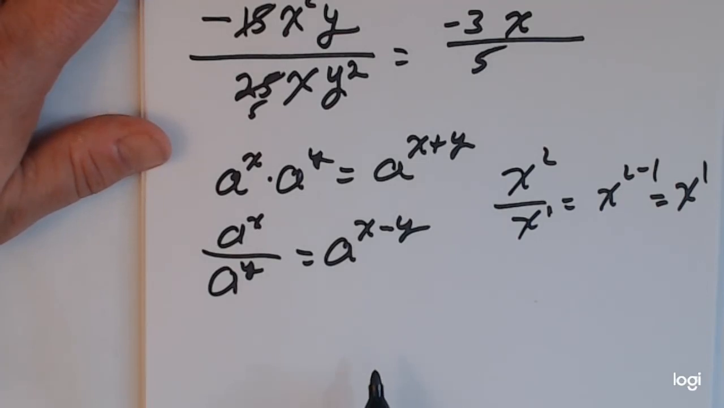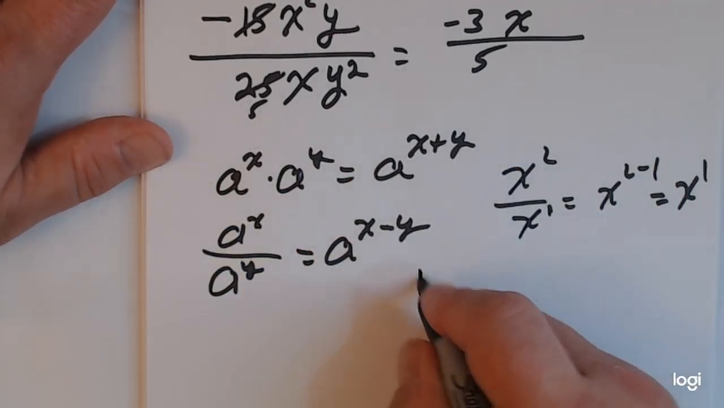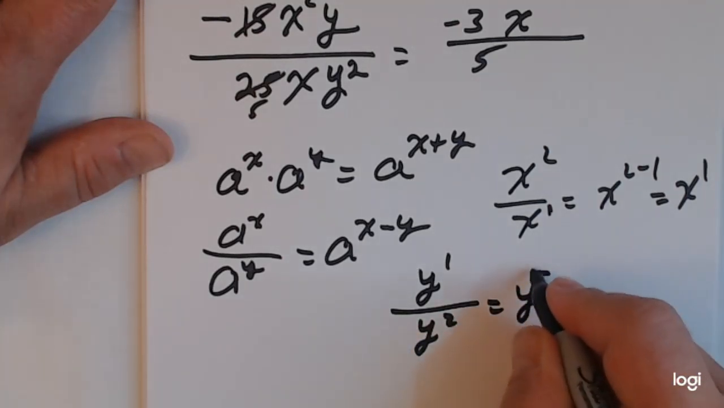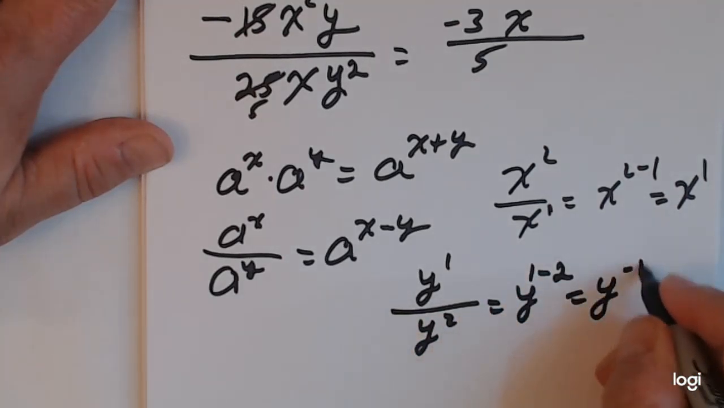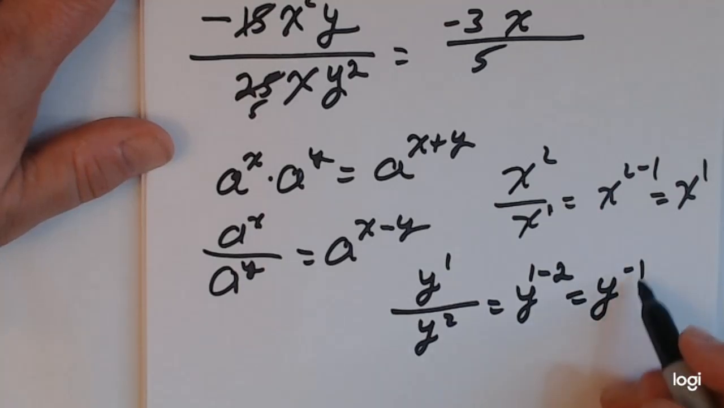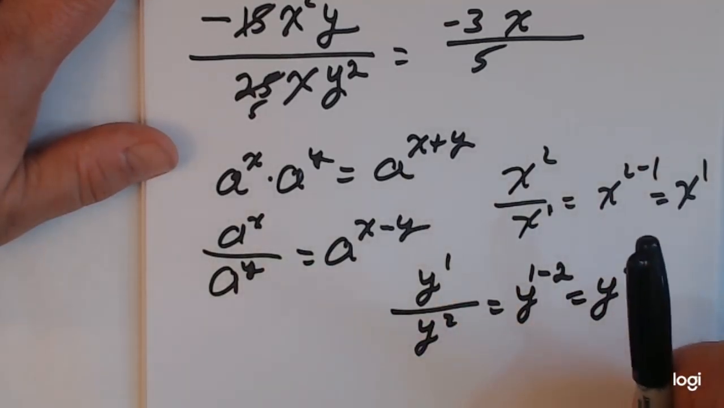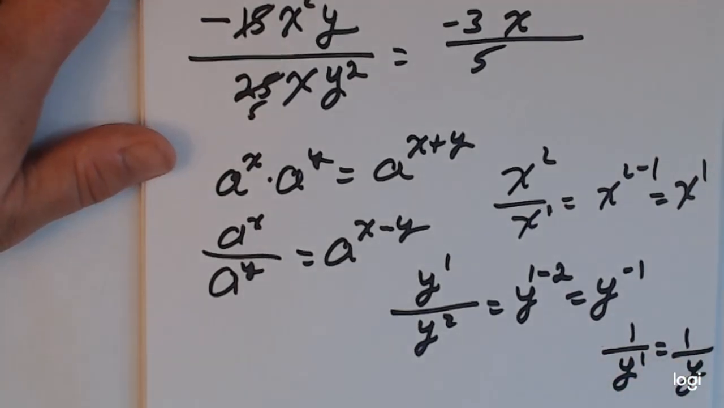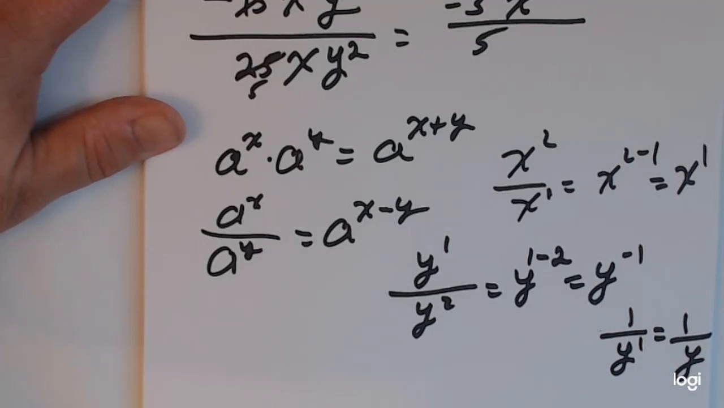And then we have y to the 1 over y squared, which is y to the 1 minus 2, which is y to the negative 1. And when we get a negative exponent, that just says, hey, kick me down into the denominator. So y to the negative 1 is 1 over y to the 1, which is 1 over y. Remember, negative exponent just says, put me in the denominator.